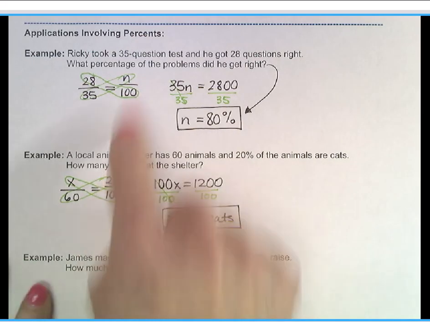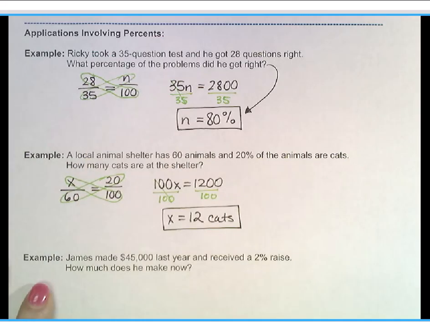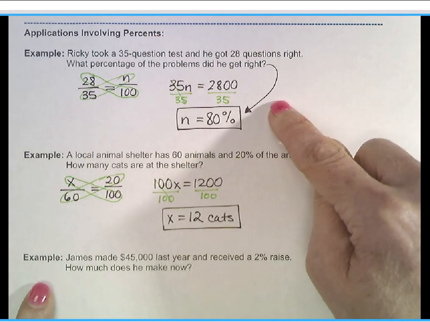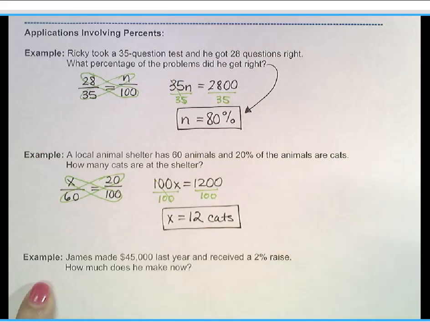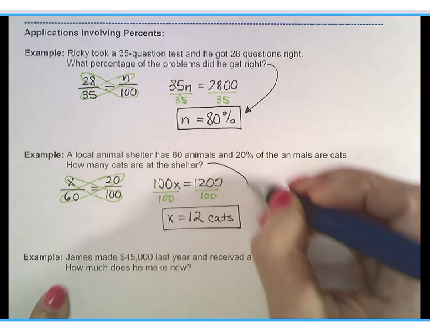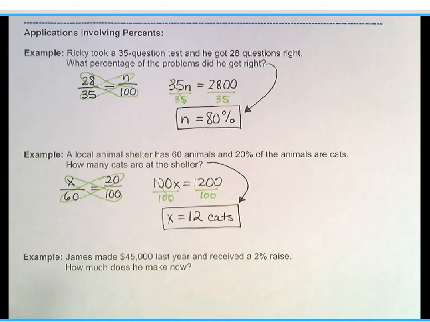So the difference in these two problems is where the variable is located. On the first one, we were trying to find the percentage. Here we were trying to find the number of cats. So to answer this question, how many cats are at the shelter, it'd be 12.